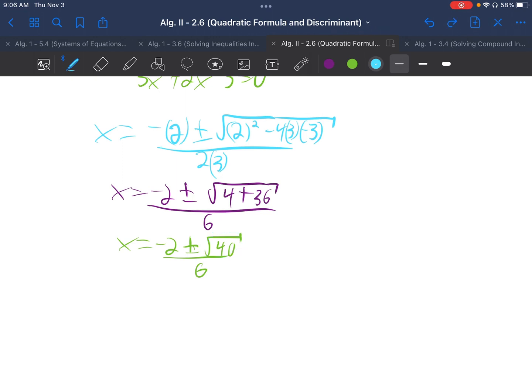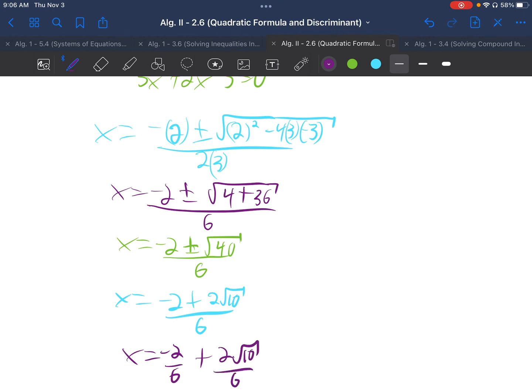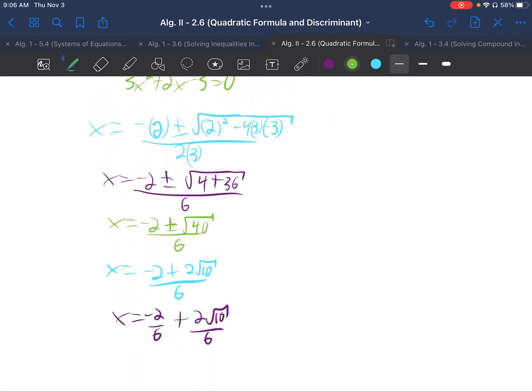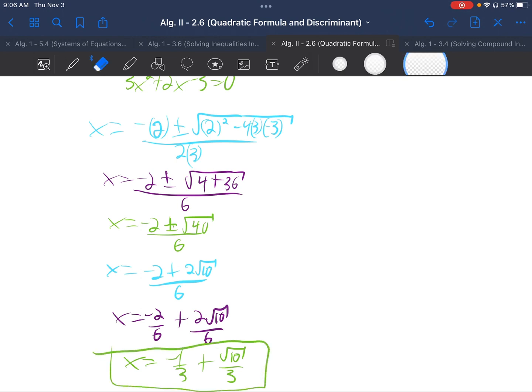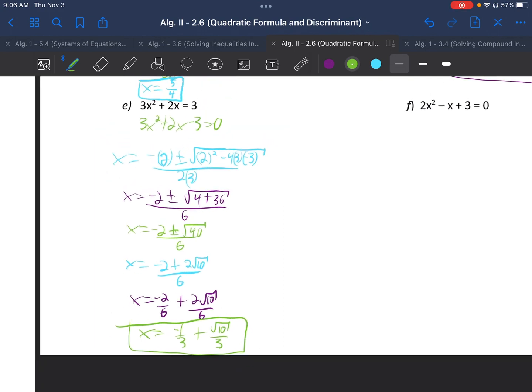Now, this one will be helpful to split up, but before I do, let's simplify the square root of 40. X equals negative 2 plus or minus 2 times the square root of 10 over 6. That's the case because it's square root of 4 times square root of 10. Now it might be a little bit easier to see. It'll be helpful because 2 and 6 can reduce on both of those. So x equals negative 2 over 6 plus 2 square root 10 over 6. So that ends up being negative 1/3 plus square root 10 over 3. So x is equal to negative 1/3, let me write that a little cleaner, plus square root 10 over 3.